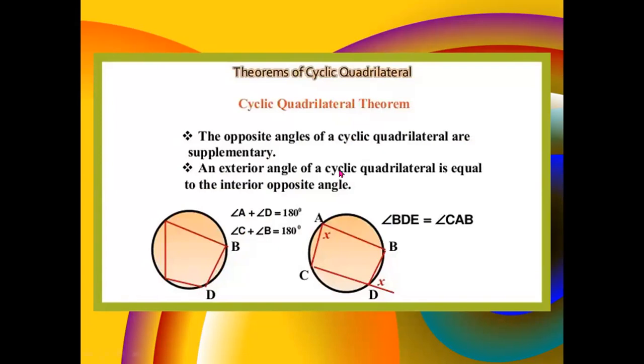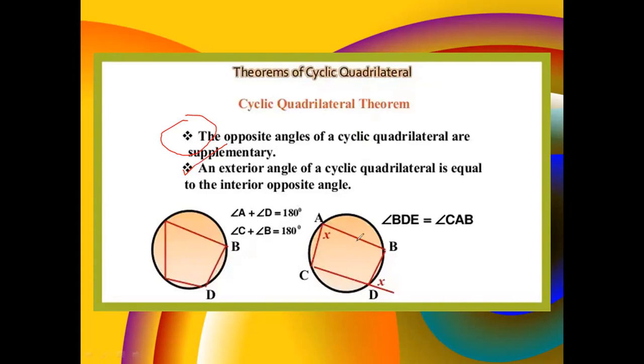All right, please read on your screen, Otto. Theorems of cyclic quadrilateral. Dean, okay, Dean, you read. The opposite angles of a cyclic quadrilateral are supplementary. And an exterior angle of a cyclic quadrilateral is equal to the interior opposite angle. All right. So this is further explanation of what we have discussed.